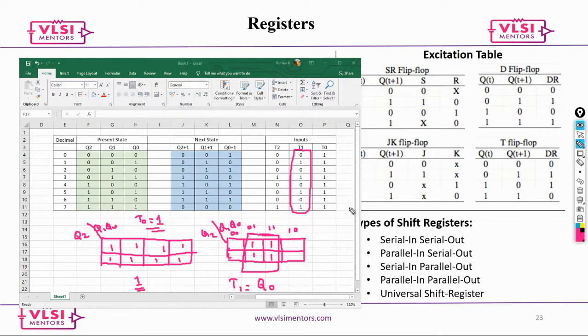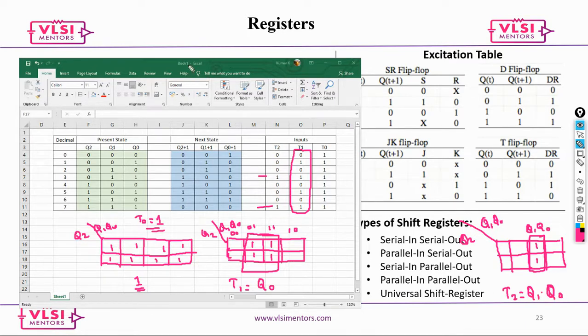And here T2, what is it going to be in the Karnaugh map? Q2, Q1, Q0. Now take a look at it. So 3 and then 7. You know that only these two are going to be the case. So now this is going to be Q1 and Q0. So your T2 is going to be Q1 AND Q0. Now you have got the whole thing.